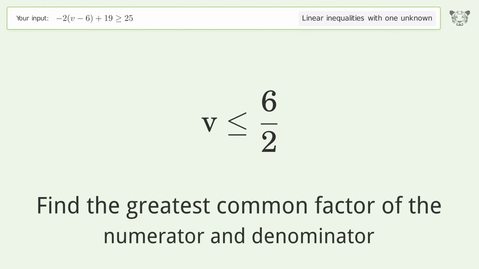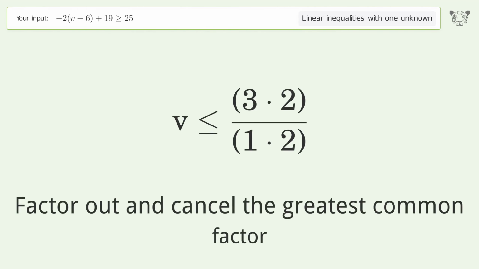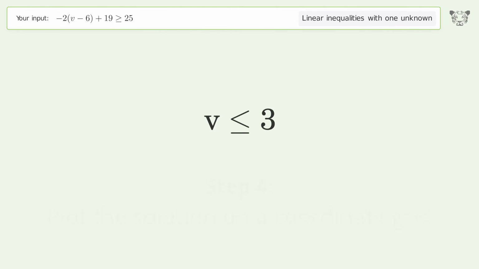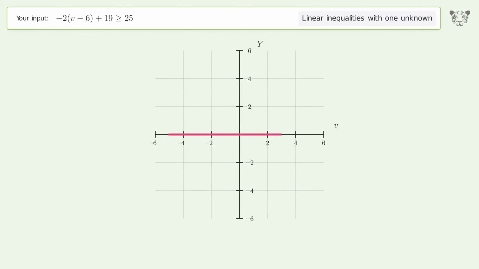Find the greatest common factor of the numerator and denominator. Factor out and cancel the greatest common factor. Plot the solution on a coordinate grid. And so the final result is v equal or smaller than 3.